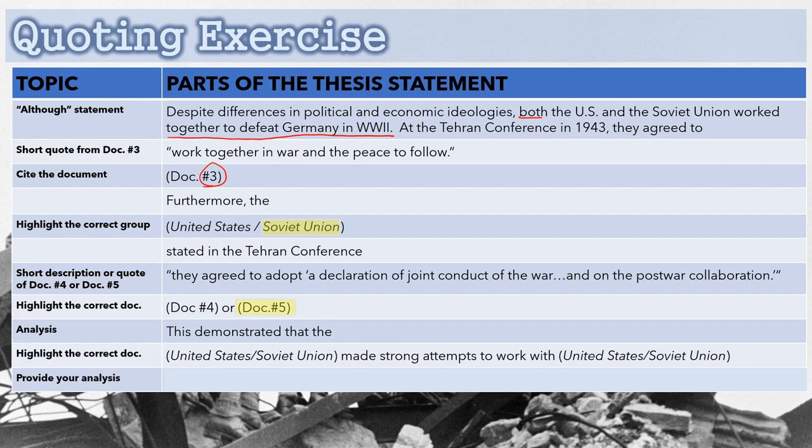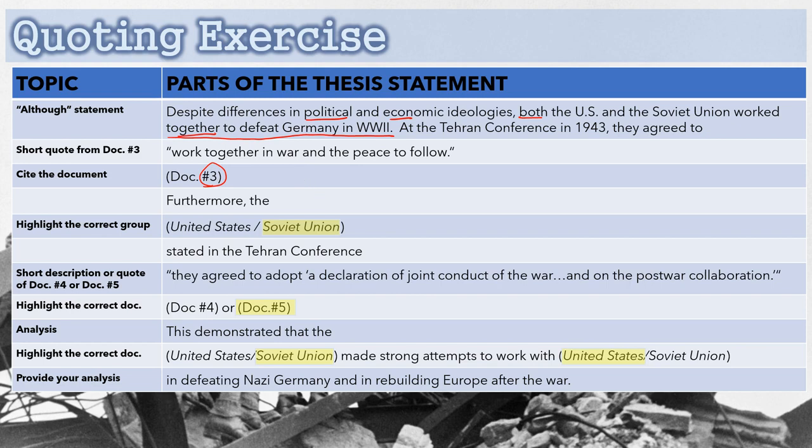If you choose document 4 and it's an image instead of a quote, again, make a description of that there. And then the key part is the analysis, right? This demonstrated that the Soviet Union made strong attempts to work with the United States in defeating Nazi Germany and in rebuilding Europe after the war, right? This is your interpretation of the two documents, and it's also supporting the point that you're making, that despite them being different, they are working together, right? Both in the document itself. So that's the quoting exercise.